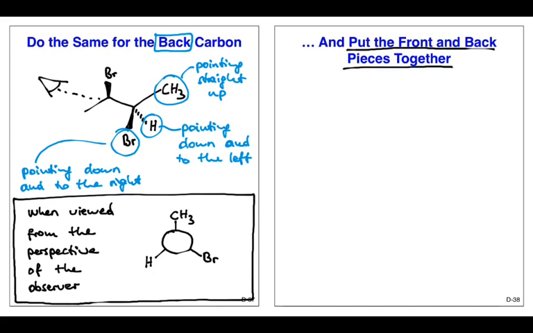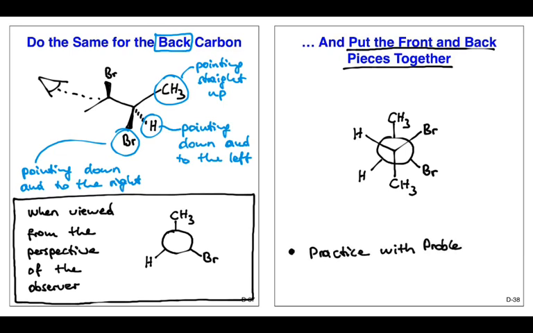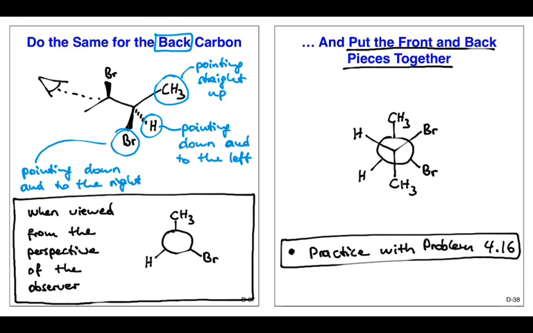Now we just have to put all the pieces together. I highly recommend for this last step to start with the back side of the structure. So we just draw the circle first, draw in all the substituents attached to the back side, and then we draw in the front part. Okay? So please practice this skill with problem 4.16.